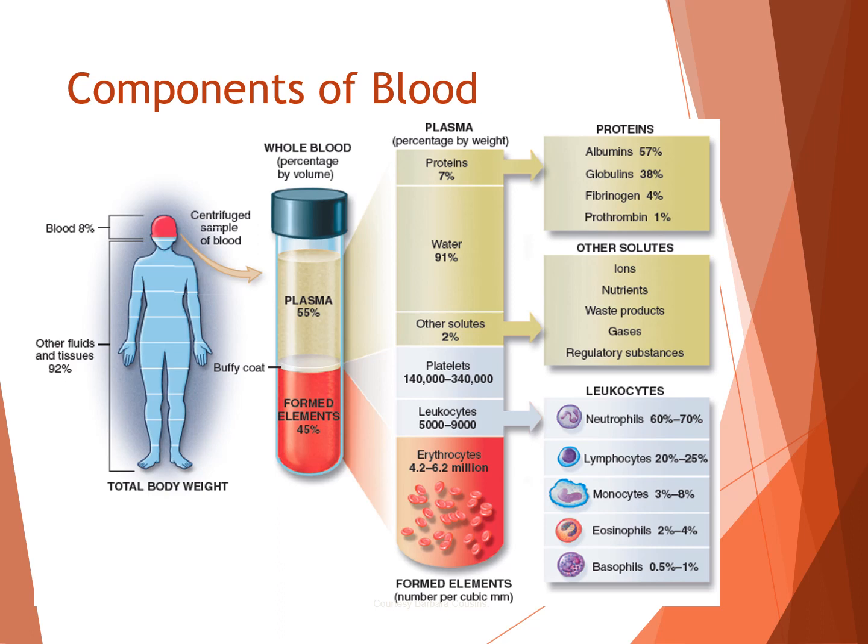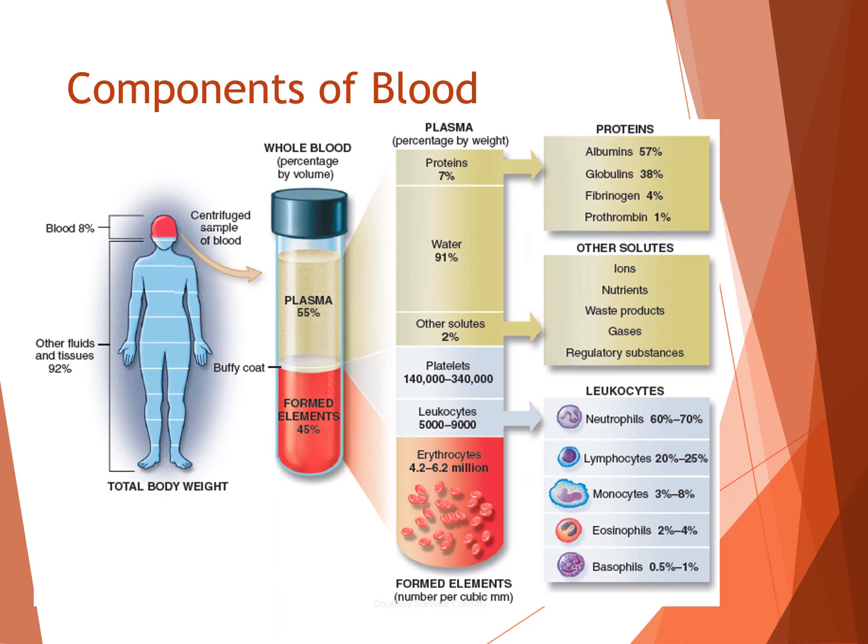And this is a good visual here regarding the components of blood. And so we can see that plasma makes up about 55% of blood, and the formed elements make up about 45%. And then if we look at the components of plasma, we can see that it's made up of various proteins, water, and then other solutes like ions, nutrients, waste products, gases, those types of things. And then when we look at the formed elements, we have our platelets, our leukocytes, and our erythrocytes.